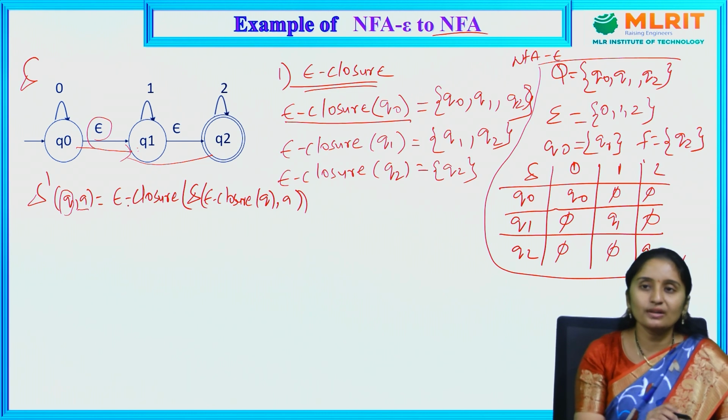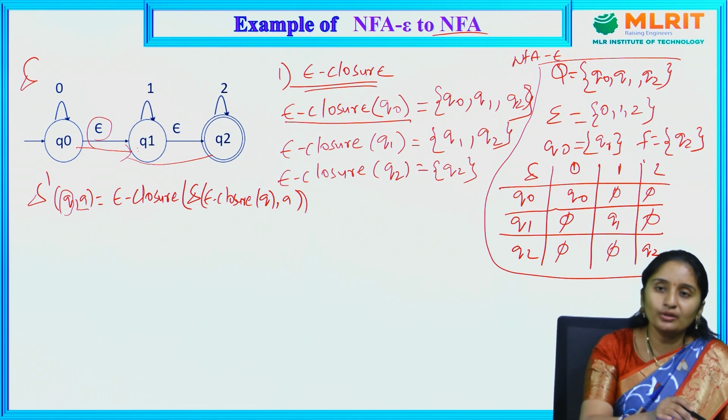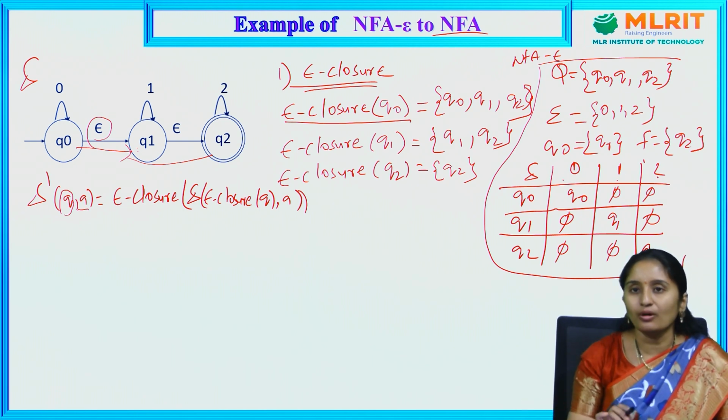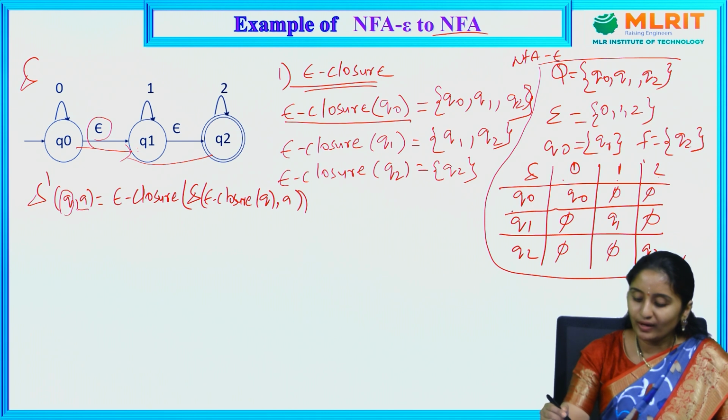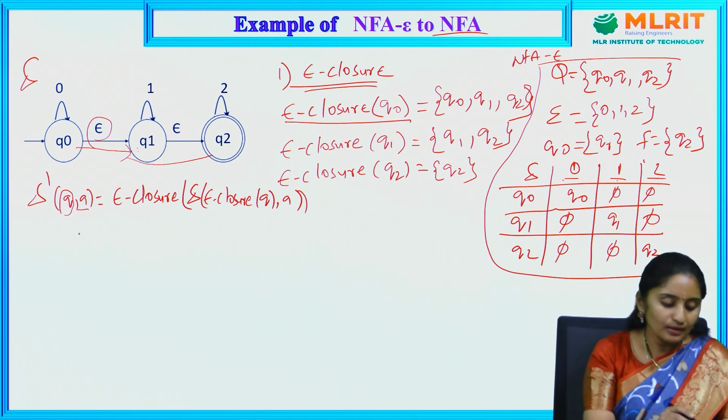So let me construct the transition states. Q is nothing but the set of states. For each and every state, we are going to find the transition function on 0, on 1 and on 2. Like that we need to find for Q1 state on 0, 1, 2, and for Q2 also we need to find on 0 input, on 1 input and on 2 input. Clear? So let me start.